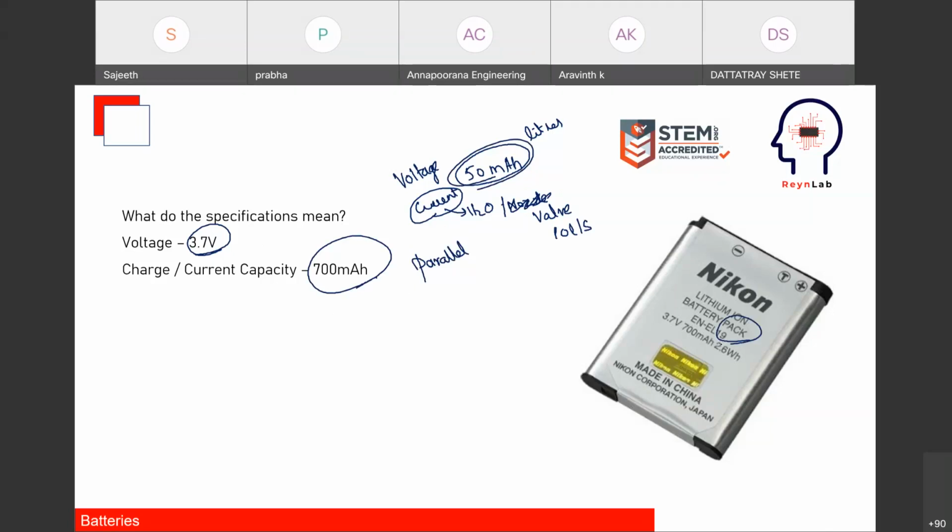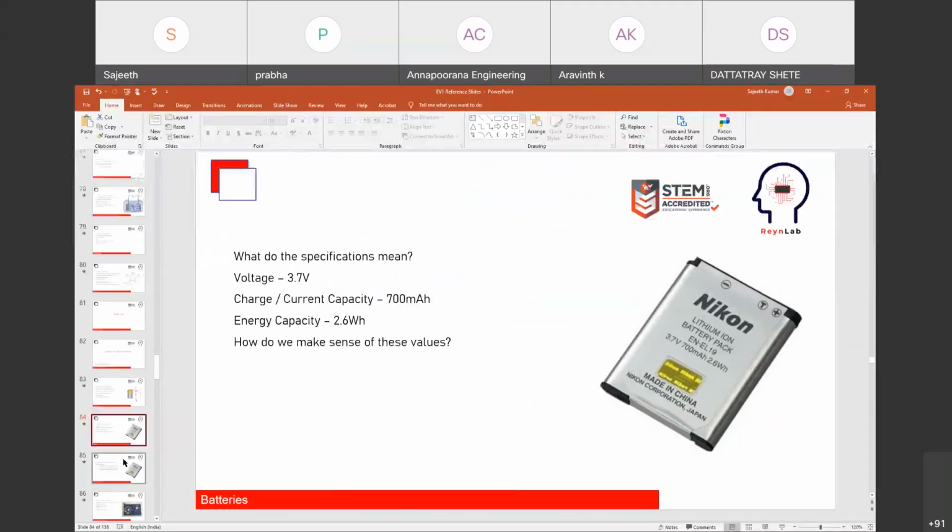A lithium-ion battery pack is made of, in our case, 14 cells in parallel. We call it 14P. So when you put 14 cells in parallel, you get 3.7 volts, but you get 700 milliampere hour. That means you have two different capacities: one is the energy capacity, and the other is the coulometric capacity. Basically the same thing. 700 mAh multiplied by 3.7 volts will give you 2.6 watt hour, right? This is something fundamental you need to understand about batteries.